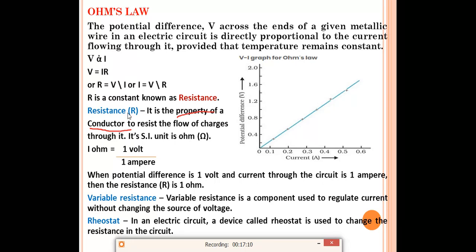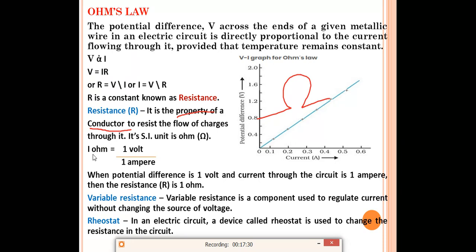So resistance is a property of a conductor, meaning it is for conductors only, to resist the flow of charges through it. Its SI unit is ohm, and you have to write the symbol of ohm like that. So what is 1 ohm? 1 ohm is equal to 1 volt divided by 1 ampere.